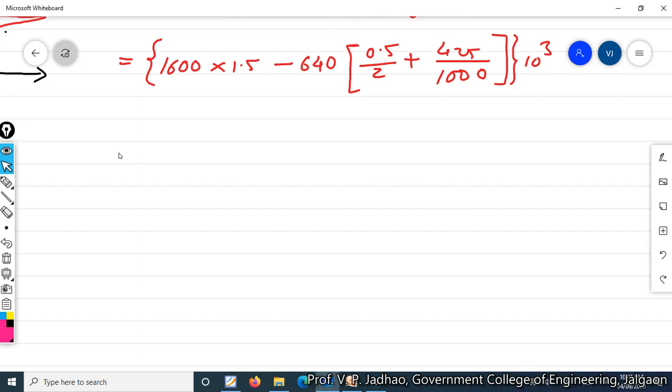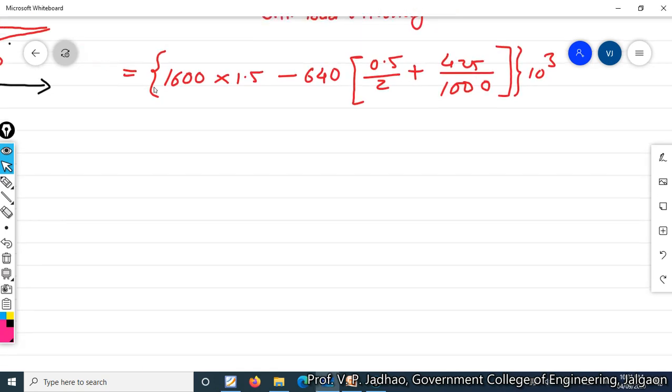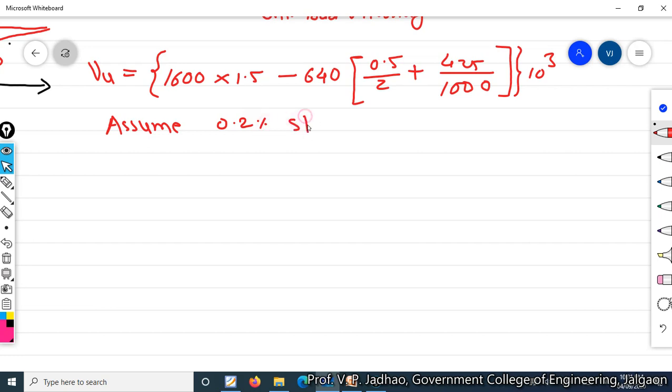So we have got some value of shear force. Shear force is denoted here by the term Vu. Now let us assume we have provided 0.2% steel.